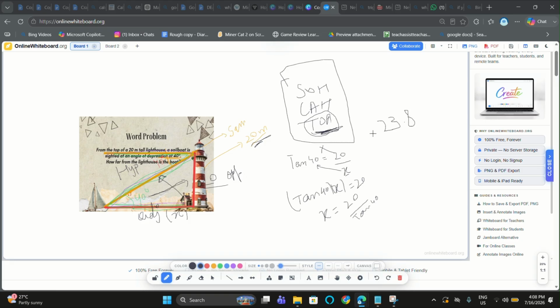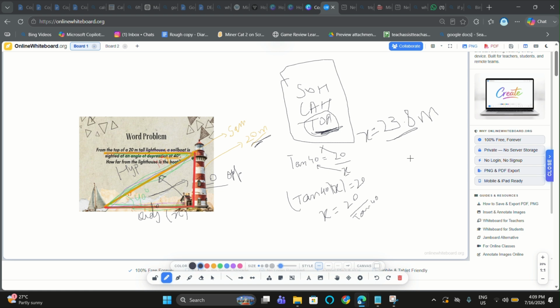23.8 to the nearest tenth. So x is equal to 23.8. And make sure that you always put your units. So no, I erased the question. Technical difficulties. I think it was meters. So I'm going to say meters.